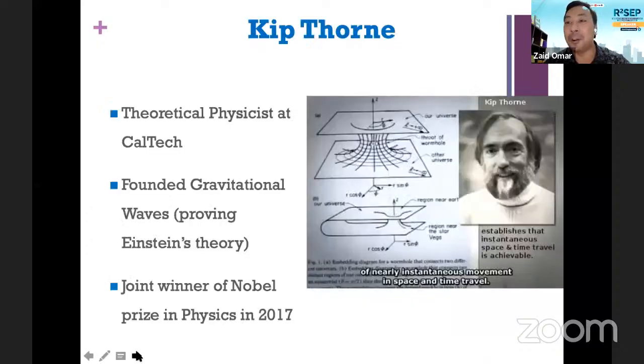So this guy, actually, his name is Professor Kip Thorne, and he's a theoretical physicist at the California Institute of Technology, Caltech. And his contribution to science is that he founded gravitational waves. He proved the existence of gravitational waves, thereby proving Albert Einstein's theory. And for that, he was jointly awarded the Nobel Prize in Physics in 2017. And this is him when he was young, and this is part of his work.